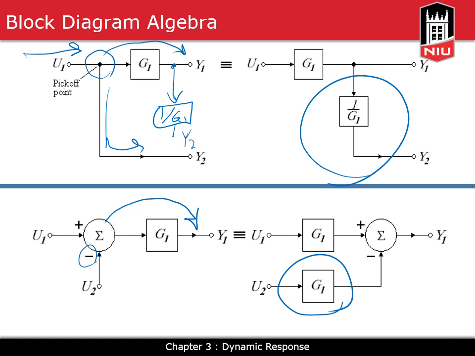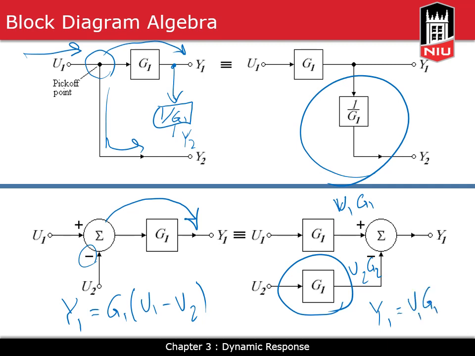Let's compare the outputs. On the left, we said the output Y1 is G1 times U1 minus U2. On the right, I have U1 times G1 here, U1 times G1, and U2 times G2 down here. So the output Y1 is the summation of these two, but pay attention to the negative sign, so U1 G1 minus U2 G2, which is exactly equivalent to the output on the left side.